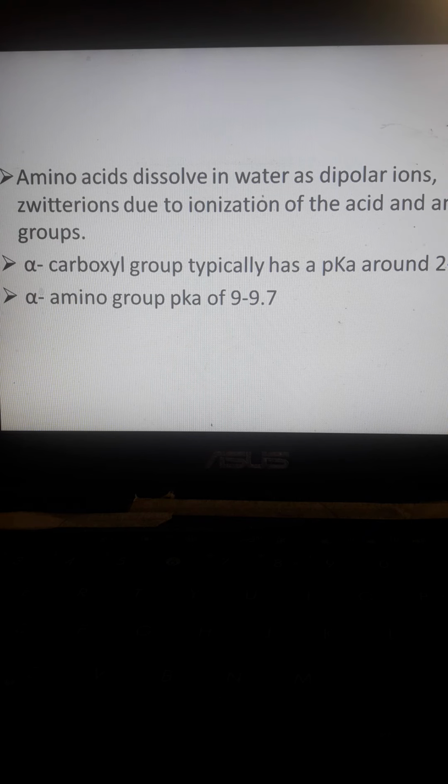So ano yung functional group na nandoon? So try to remember the carboxyl group and then the amino group, they act as zwitterion. Okay?